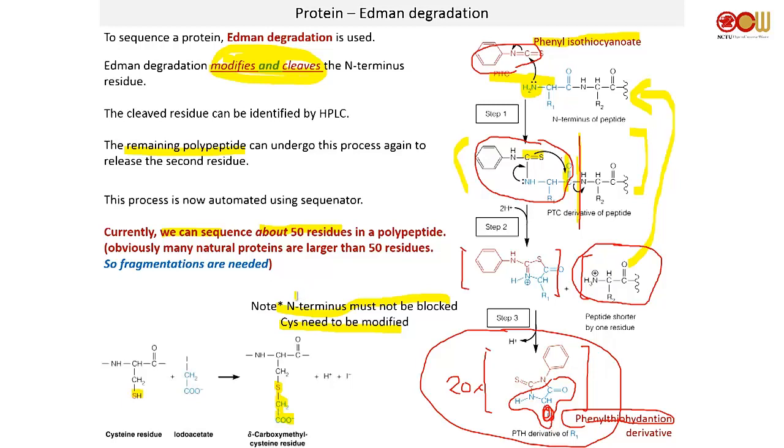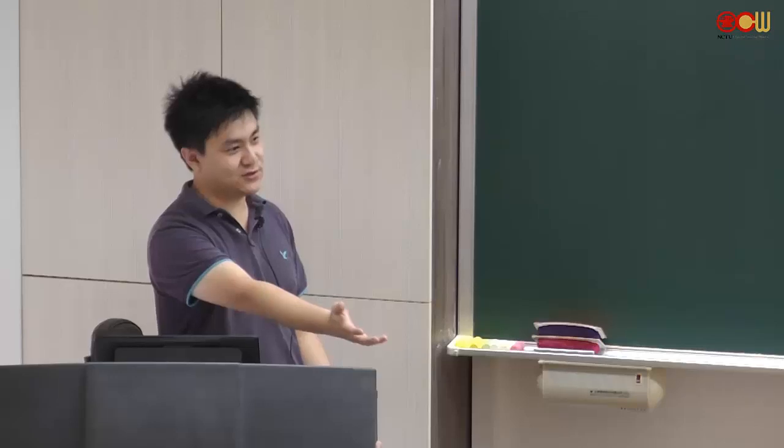Now, anyone want to ask me, how come? Well, actually, I should ask you guys this question. Why do you think we can only get about 50 residues? If this entire process can go on and on and on, why do you think we can only sequence 50 residues? Why can't we sequence the entire protein? And that's a question that you guys should think about.